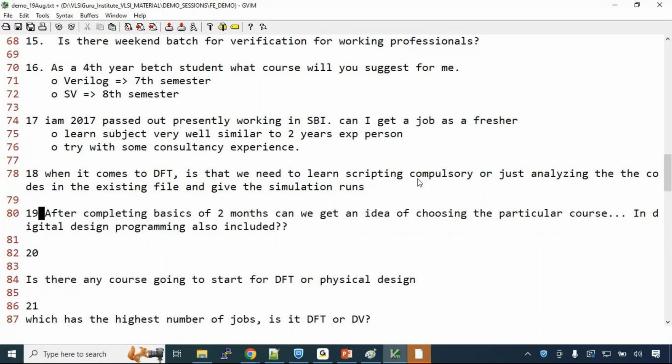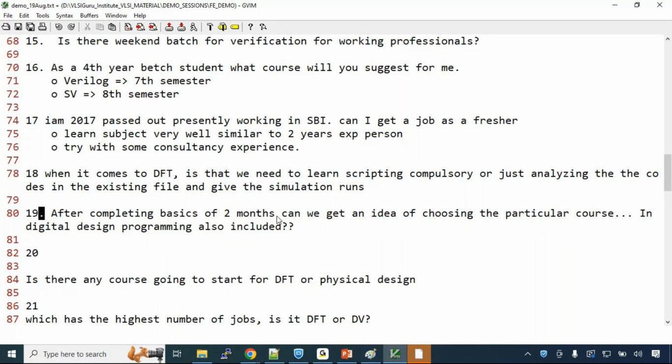After completing the basics for 2 months, then we get an idea of choosing the particular course. In digital design, programming is also included. See, digital design programming, I'm not sure what exactly is the programming someone is referring to here. Yes, after 2 months you have a very good idea. During these 2 months you keep talking to the people, you keep reading the internet, you keep referring to the resources, you get to know what is what.